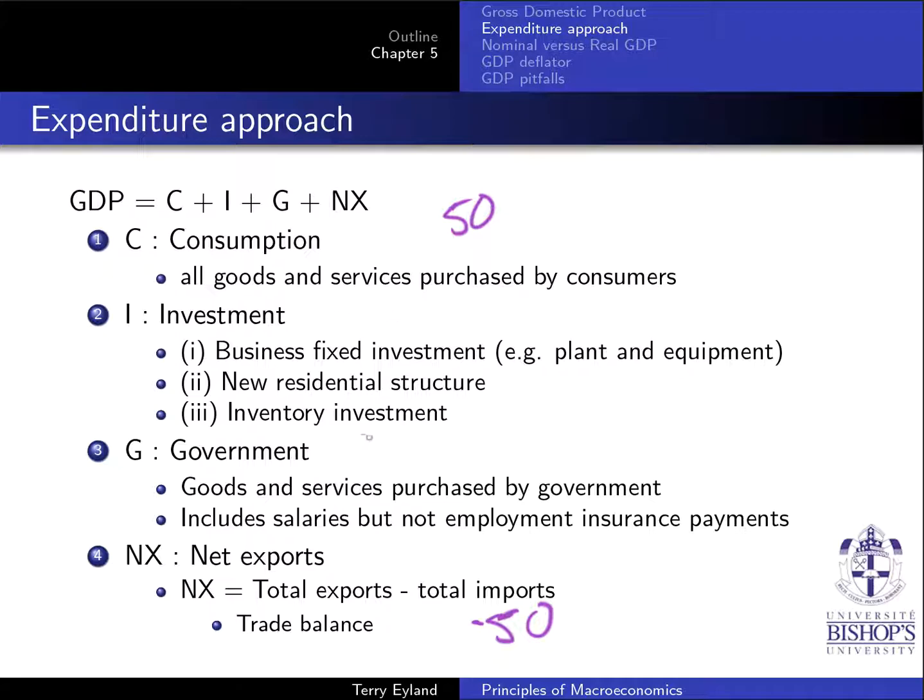Investments, the complicated one, so I'll just skip it. Government spending. It's government spending on goods and services purchased by the government, and it includes the salaries, but not employment insurance payments. The reason why it doesn't include any of these unemployment insurance or welfare or other forms of payments is that those are seen as just a transfer of wealth.